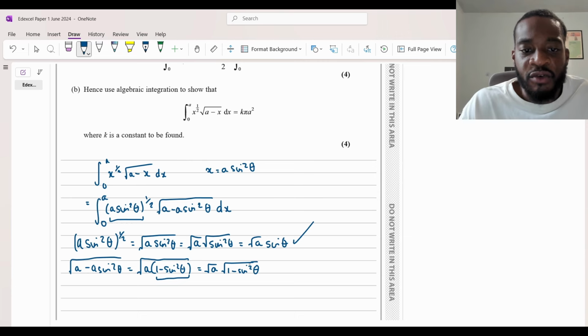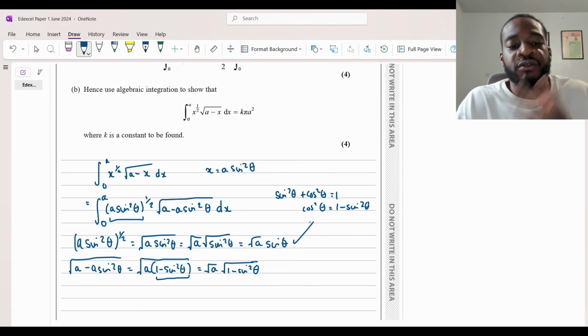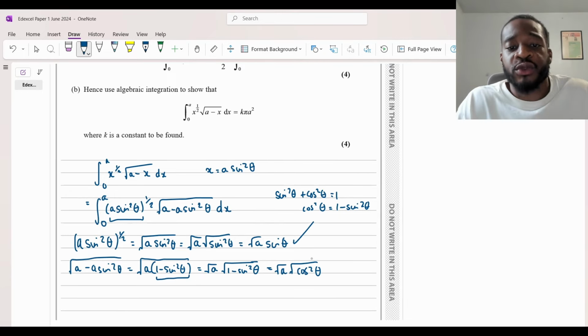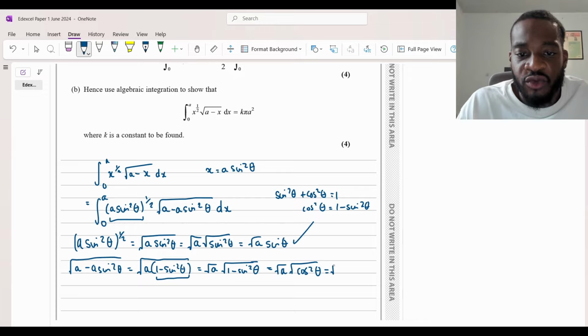And then as I was saying before, remember your identity. Sine squared theta plus cos squared theta is equal to 1. So if I want to get cos squared on its own, you would just take away sine squared, wouldn't you? So I could replace that there, right? This is an identity from year 12, so you guys should know this. So root a, and then that just becomes the square root of cos squared. And then again, what is the square root of cos squared? It's just cosine. So it becomes root a and then cos theta.